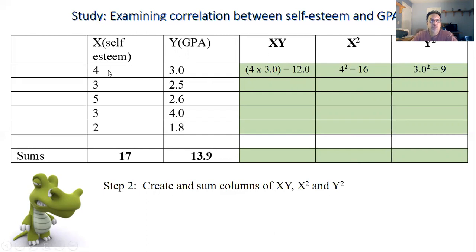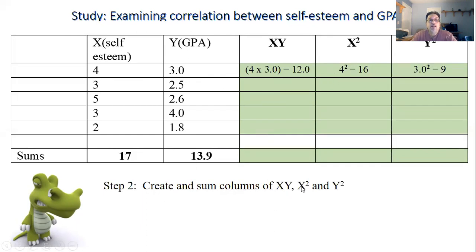So our X value for this first participant, their self-esteem, is a value of 4, multiplied by the GPA of 3.0. Because this has a decimal point, we want to make sure that there's a decimal point here as well. 4 times 3.0 is 12.0. That's X multiplied by Y for each of the values. We have an X squared column, so for every value of X, 4 squared is equal to 16. And we have a Y squared column, 3.0 squared. This should be 9.0 if I'm keeping up with this, but I've fallen apart on our first example. 3.0 squared is 9.0.